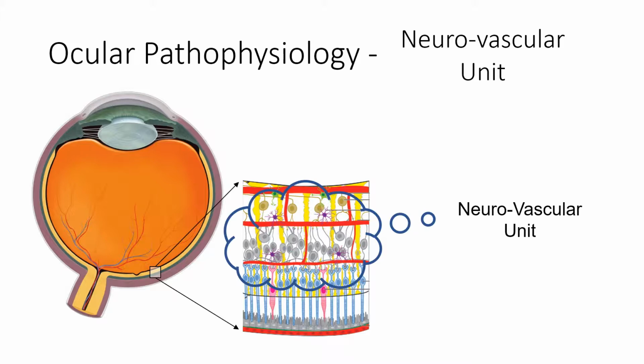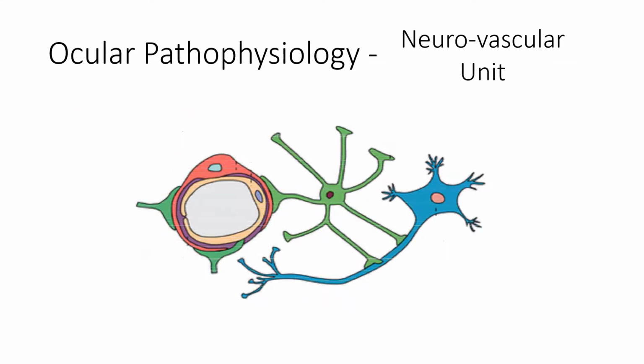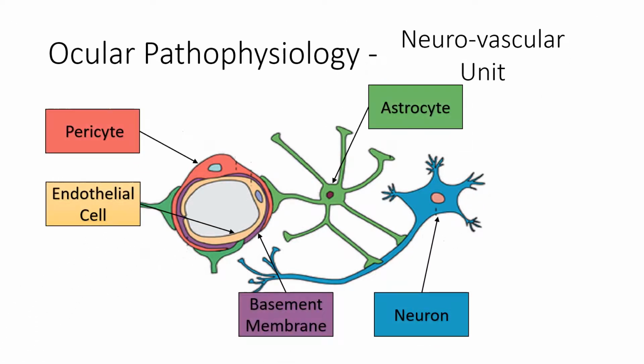If we enlarge the neurovascular unit, we can identify its various parts. The retinal vessel is composed of the endothelial cell, the basement membrane, and the pericyte. The astrocyte cell and remaining glia that are not pictured in this slide connect to the retinal neuron.